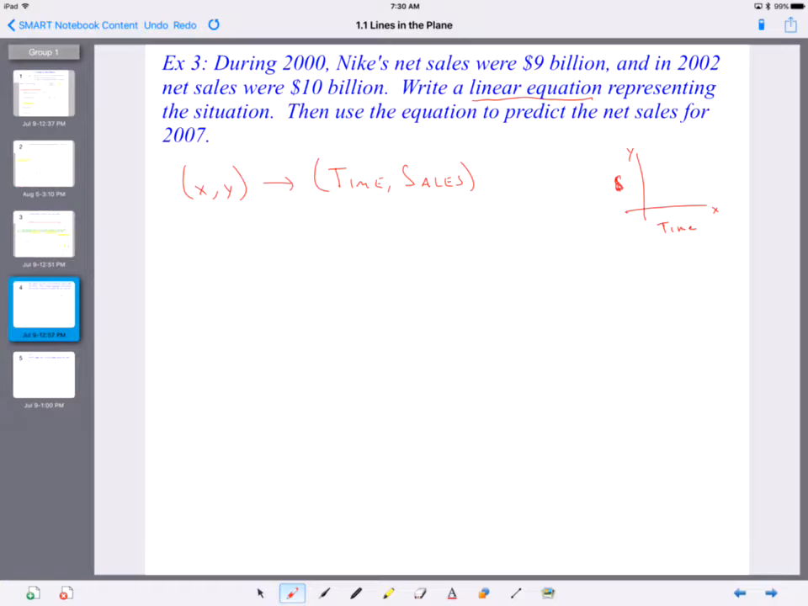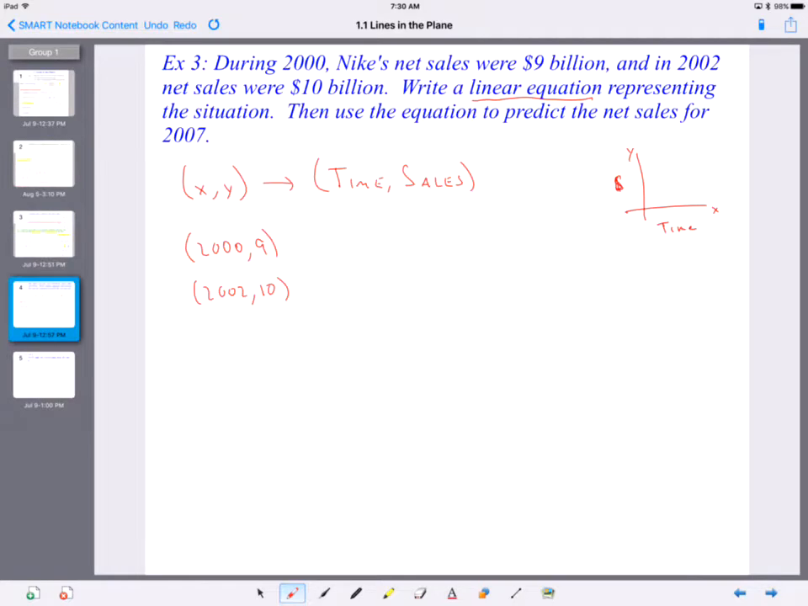So now what do we have? Well, we have in 2000, the sales were $9 billion. Now, do I have to write all those zeros? No, as long as we understand that the sales are in billions of dollars. And then we also have in 2002, it's $10 billion.